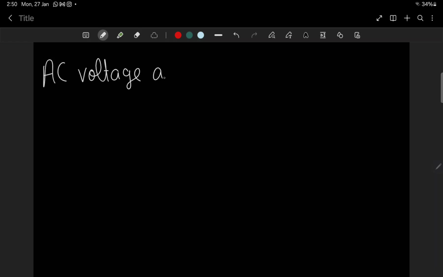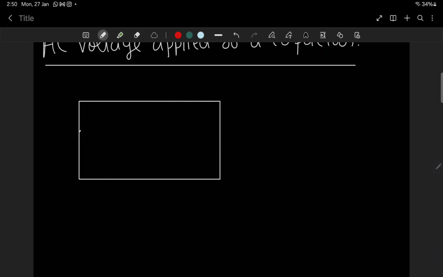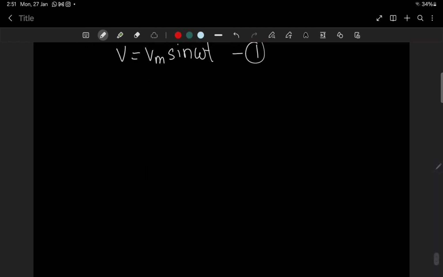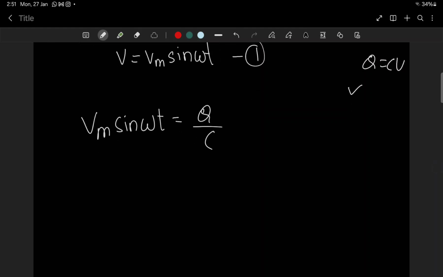Now AC voltage applied to a capacitor. We are applying AC voltage to a capacitor. What happens? Take a capacitor C, with V equal to Vm sin omega t. Normal voltage equation. Q equal to CV, so V equal to Q by C. Vm sin omega t is equal to Q by C.